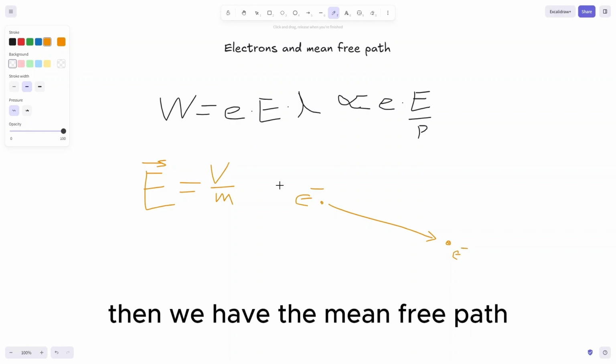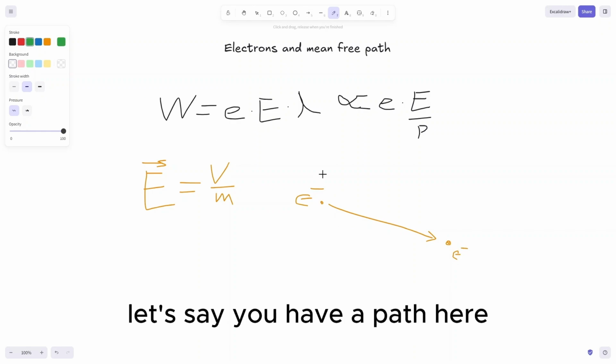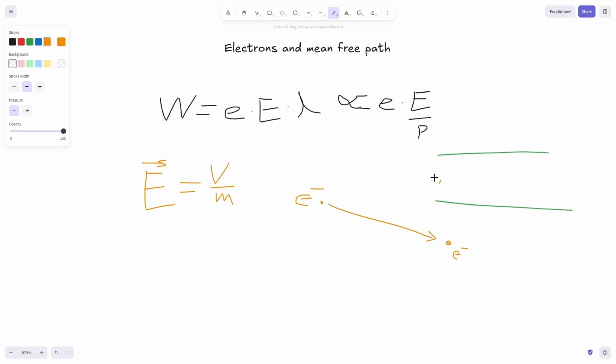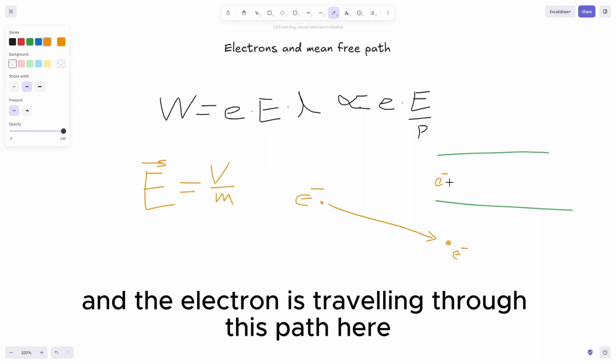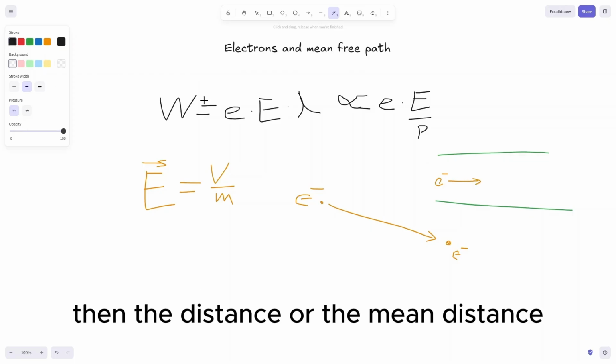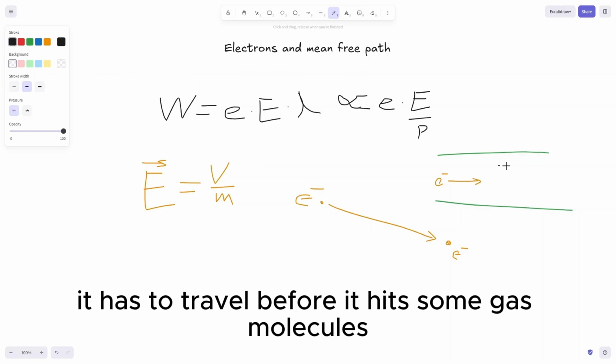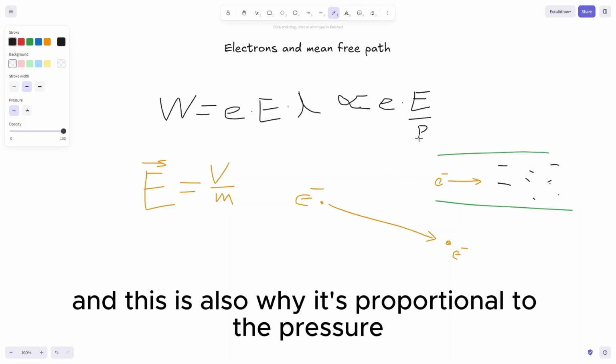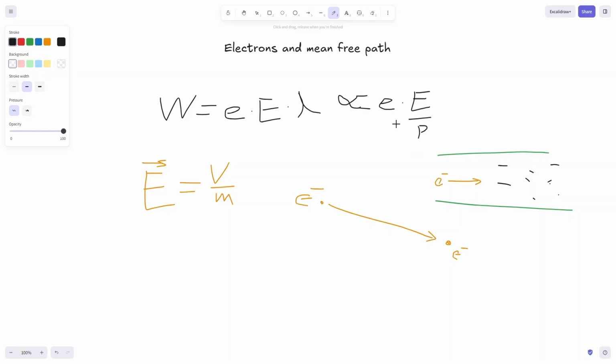Then we have the mean free path. Let's say we have a path here. So this is our path, and then we have our electron traveling through this path. The mean distance it has to travel before it hits some gas molecule, that's the mean free path. So it tells us something about how crowded the medium is. And this is also why it's inversely proportional to the pressure.